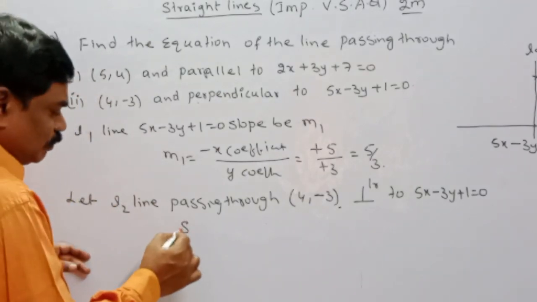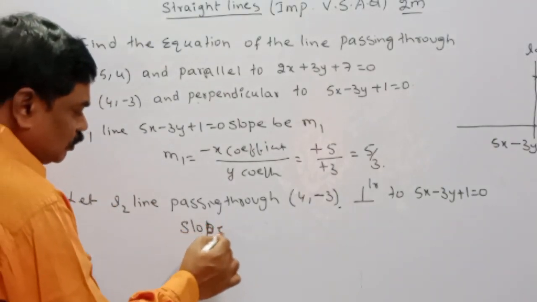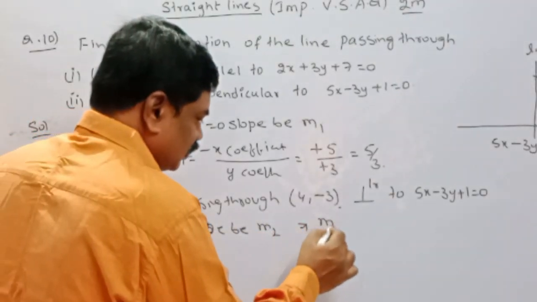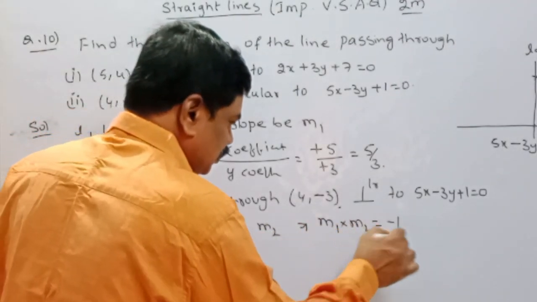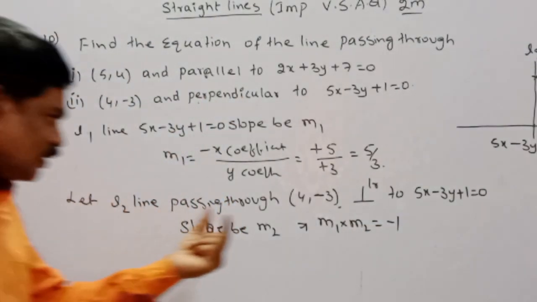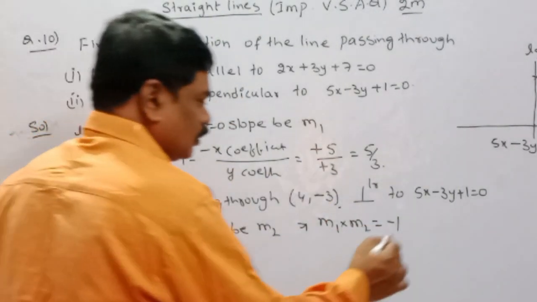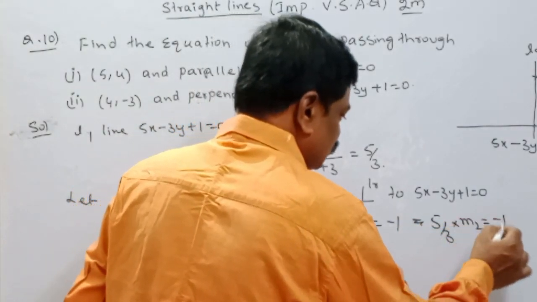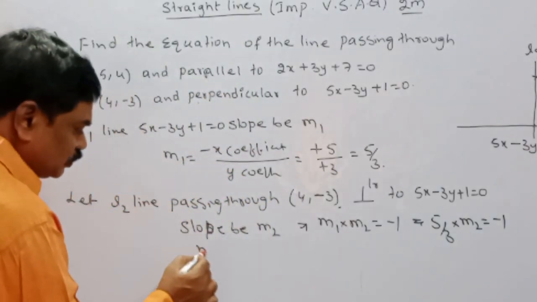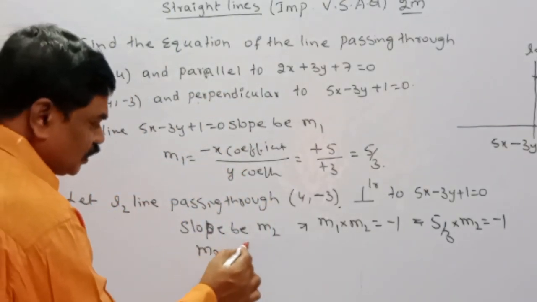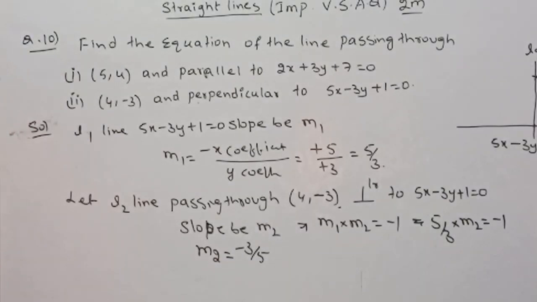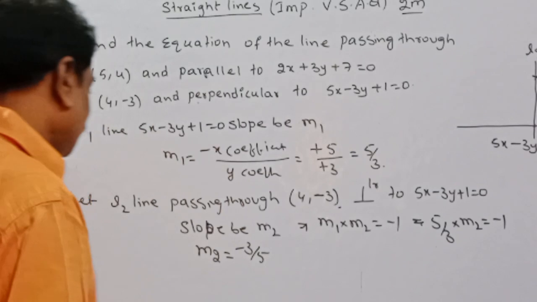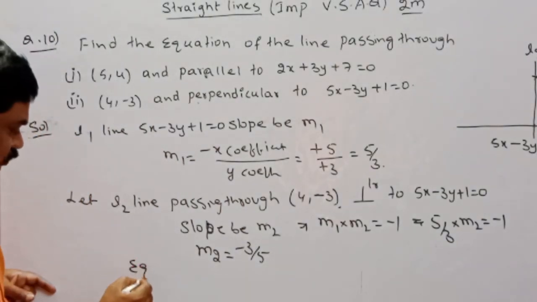Let its slope be M2. This implies M1 into M2 is equal to minus 1. But what is M1? It is 5 by 3, so 5 by 3 into M2 is equal to minus 1. M2 is equal to minus 3 by 5.